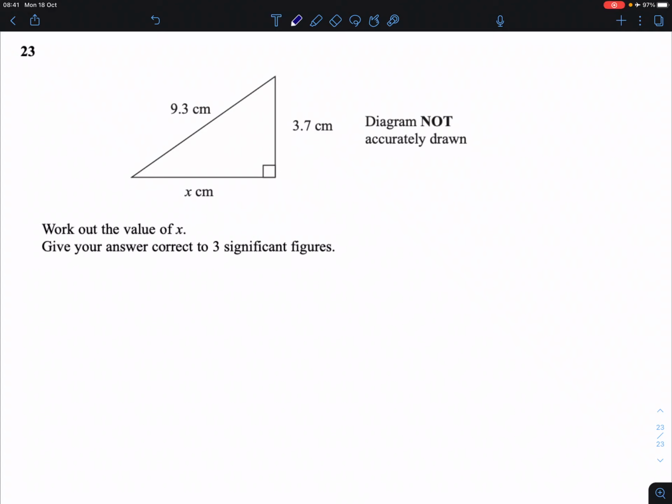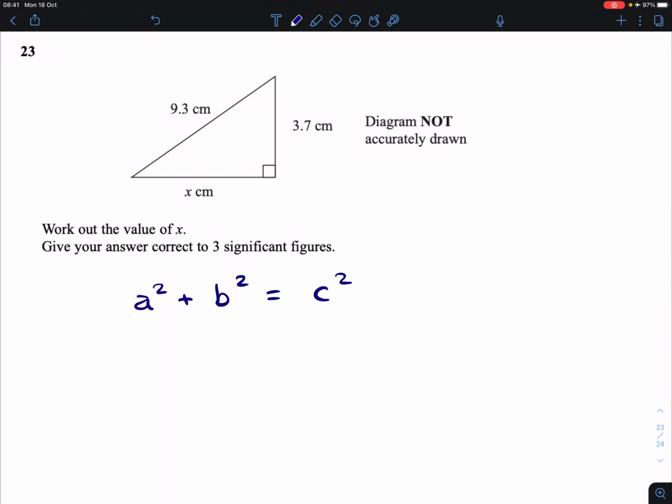Question 23, we have a right angle triangle. We have 1, 2, 3 sides involved, all sides involved, which means straight away we're going to be doing something with Pythagoras. So quoting Pythagoras to start off with, we have a squared plus b squared equals c squared.